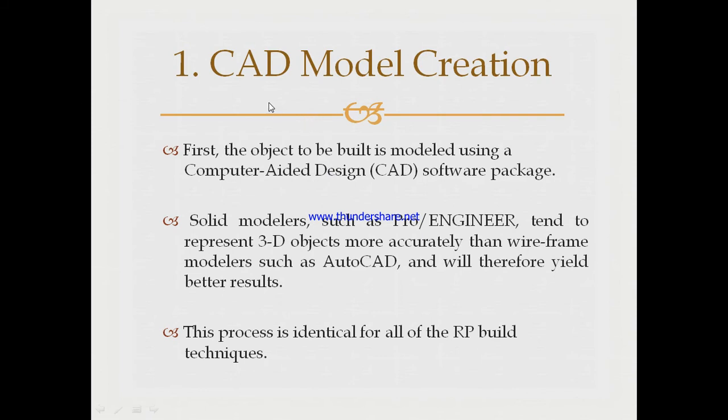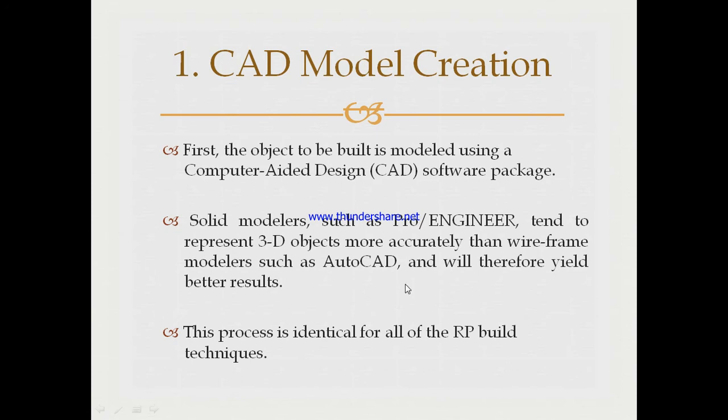So number one is create a CAD model. Creation of the CAD model is step number one, in which we have to prepare a computer aided design model of the object to be fabricated using a layer based manufacturing process. For most of the available RP technologies, a solid model with complete topological and geometrical information is required to create a CAD model.